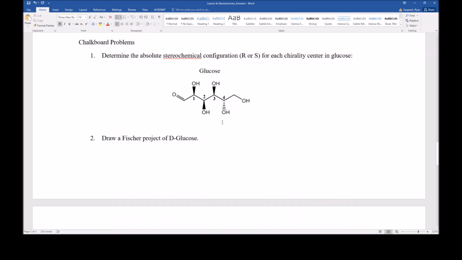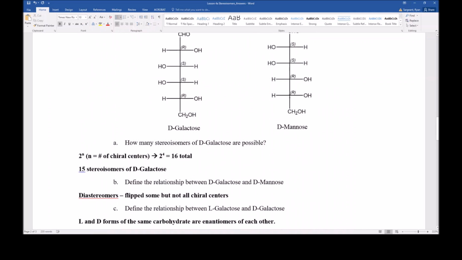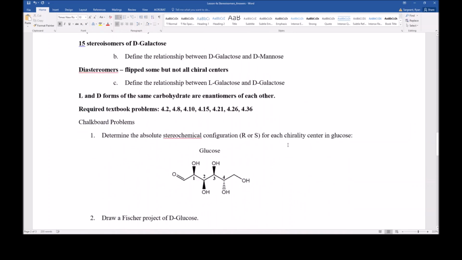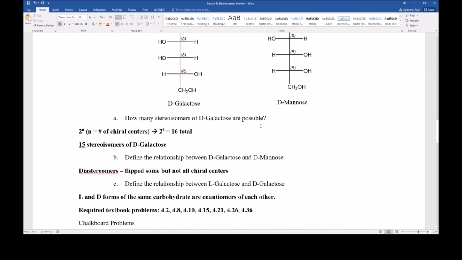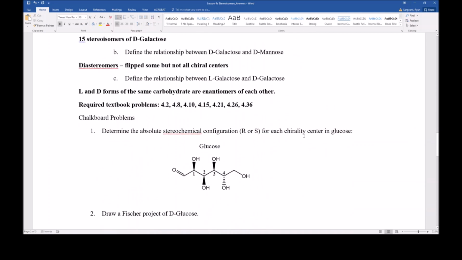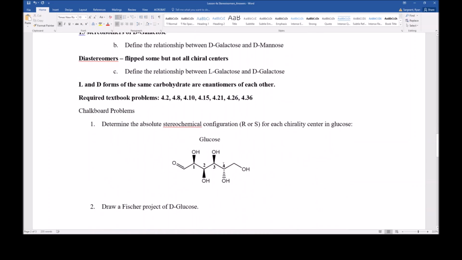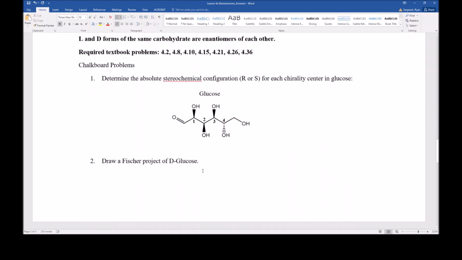I'm not sure. The D and L refer to that last chiral center. So if you draw a Fischer projection of this compound and that last chiral center ends up on the right-hand side, then yeah, you've got D-glucose. If that last chiral center ends up on the left-hand side, then this compound ended up being L-glucose, and you just need to draw the enantiomer for it. Or you can probably just Google Fischer projection of D-glucose and not learn anything and post a correct answer.